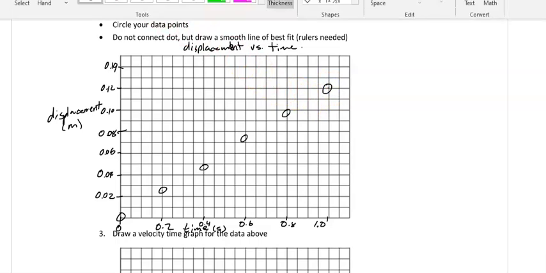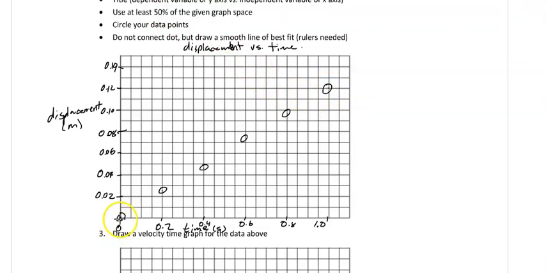And next thing we're going to do is draw a smooth line. I'm going to try my best to draw a smooth line using the... okay, well, I think we're just going to have to stick with that then. Okay, but your graph should look something like this.